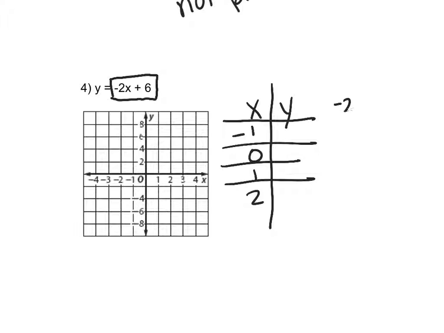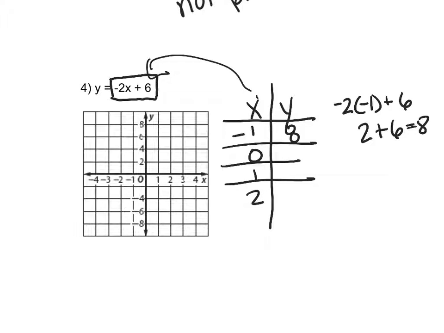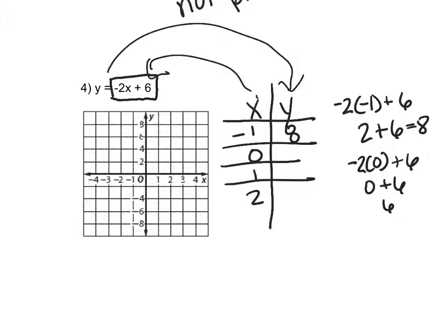Okay, so negative 2 times negative 1 plus 6. Negative 2 times negative 1 is positive 2, plus 6 is 8. Remember, I put my X into this, and it's going to spit out my Y, right? In case you're confused, negative 2 times 0 plus 6. What's negative 2 times 0? 0 plus 6 is 6. I just go through the equation. So I'm doing negative 2 times whatever's here, then plus 6.